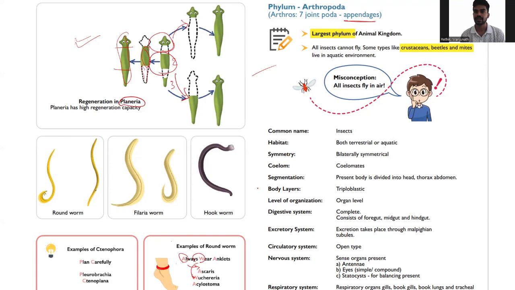The common name of Arthropoda is insects, and coming to habitat, you will find them in terrestrial, aquatic, and aerial habitats. Then coming to the symmetry, they are bilaterally symmetrical and coelomates.